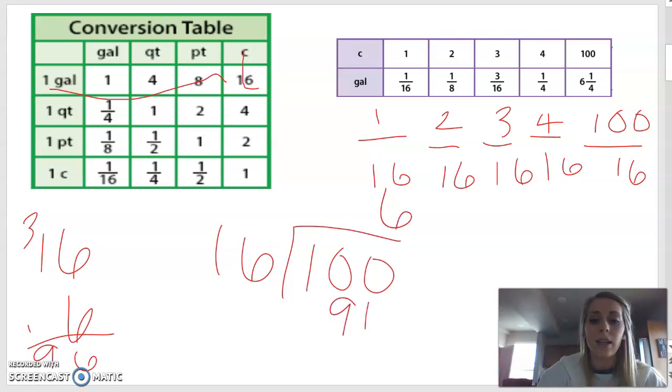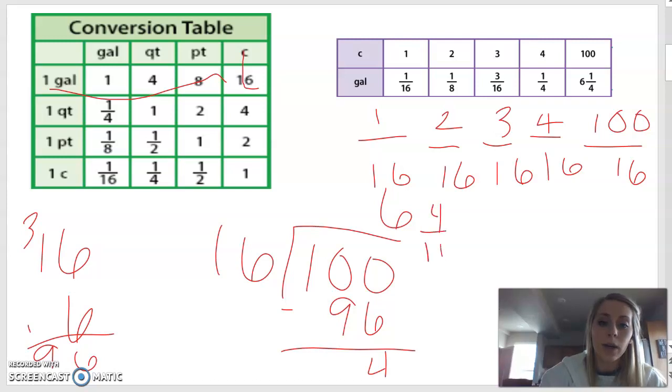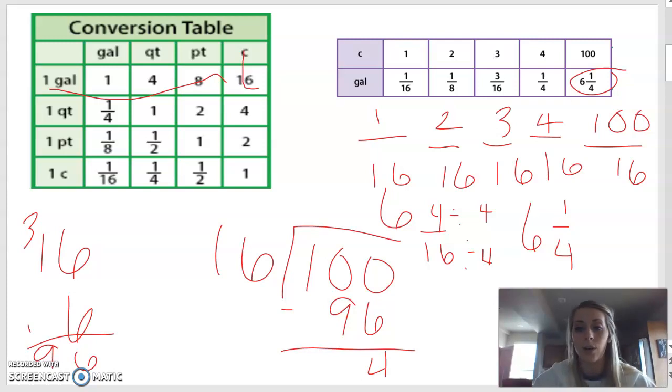We have 96 left over. Following our procedures, we do subtraction here. 100 minus 96, I grab 96 and go 96, 97, 98, 99, 100. That gives me 4 left over. So 6 and 4/16. We know that 4/16 can be simplified. We can divide them both by 4. That gives me 6 and 1/4, which is the answer they got there for 100.